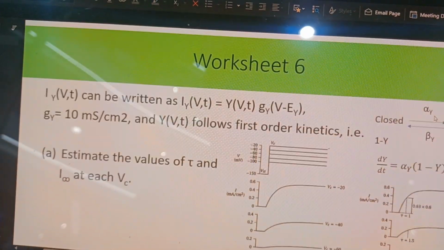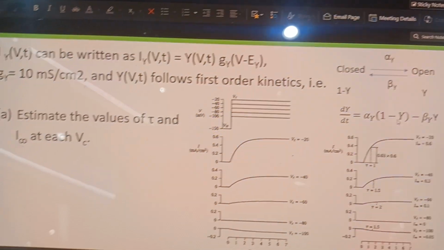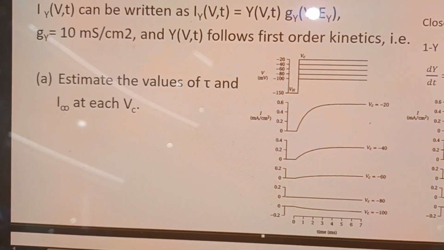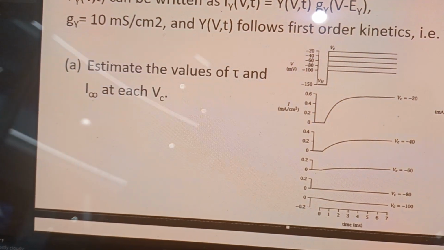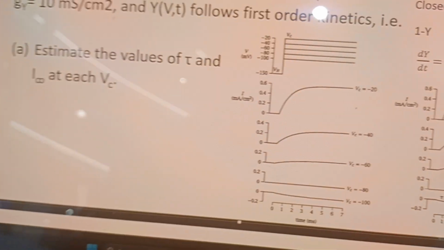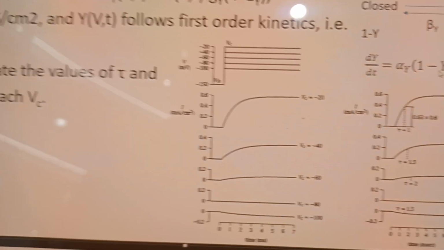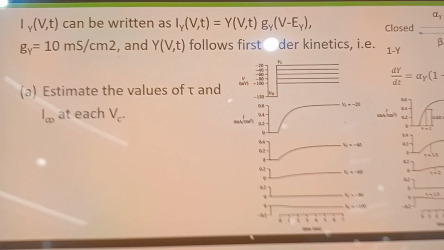So this is problem 6. So first A, we estimate the value of time constant tau and the steady state current at each voltage clamp. So that's pretty easy. The easiest thing is the steady state current at each voltage.